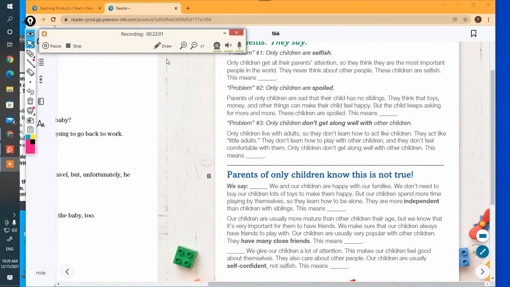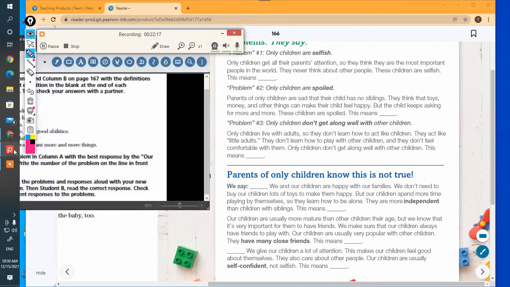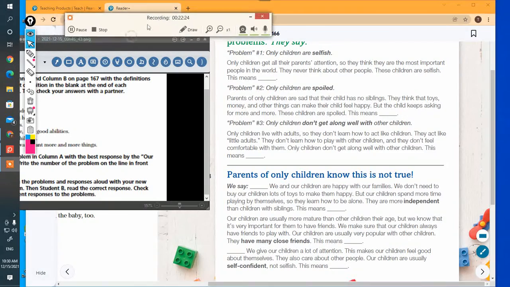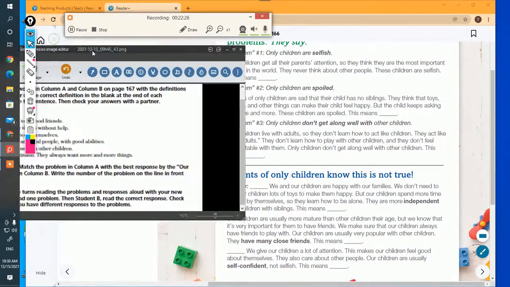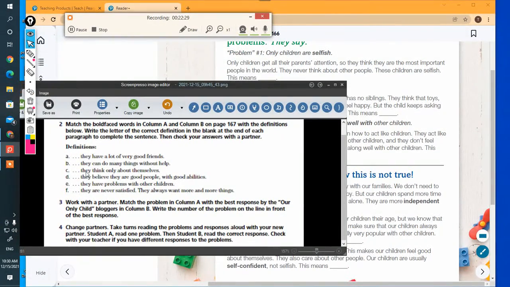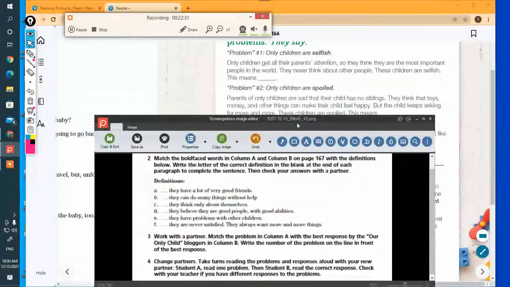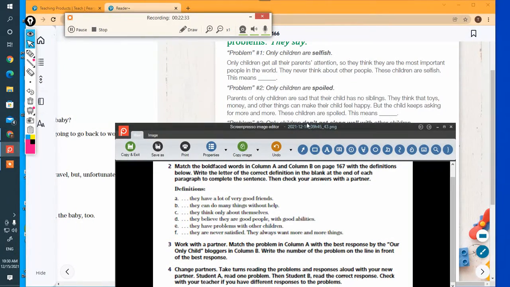Okay, I'm back, and it's supposed that you answered this section right here. These are the answers that you should have. Let me try to move this again. Selfish is C, that they think about only themselves.